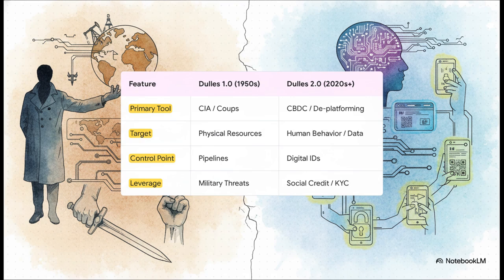This chart really lays it all out. Think of it as Dulles 1.0 versus Dulles 2.0. In the 1950s, the primary tool was the CIA and a good old-fashioned coup. The target was physical stuff, like oil and gas. In the 2020s, the tool is a central bank digital currency, or just financial deplatforming, kicking someone out of the system. And the target? It's not just oil anymore. It's human behavior. It's your data. The control points used to be pipelines and shipping lanes. Now they're digital IDs and blockchain rails. The leverage isn't a military threat anymore. It's your social credit score or your KYC compliance.